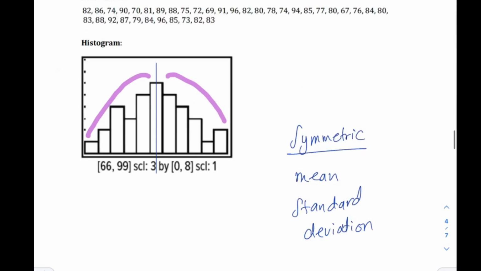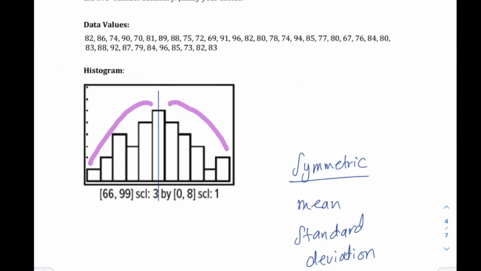You can check this data. Actually, it's a very long list. You can find the mean. Mean is adding the numbers and divide by the number of these elements. And then you can find the standard deviation. If you are willing to do so using the calculator, you will find that the mean is equal to 82 and the standard deviation is 7.4. You can check using the calculator.